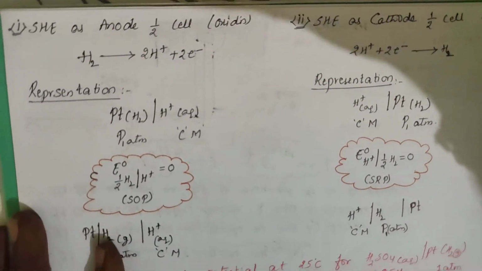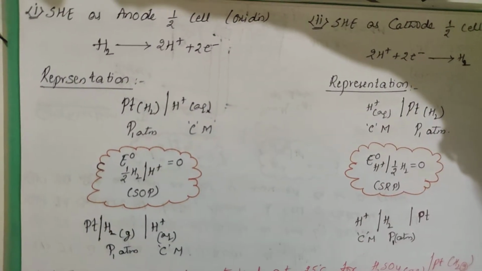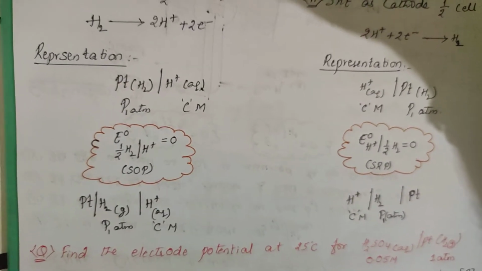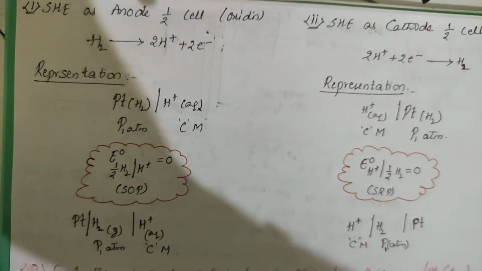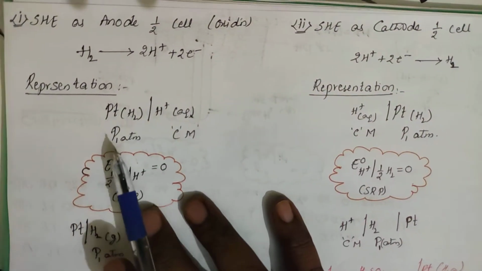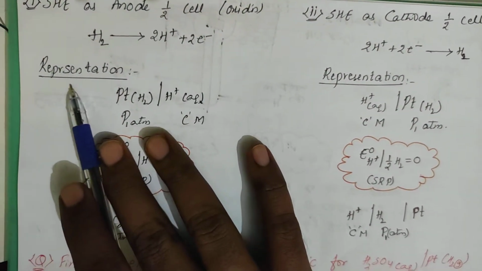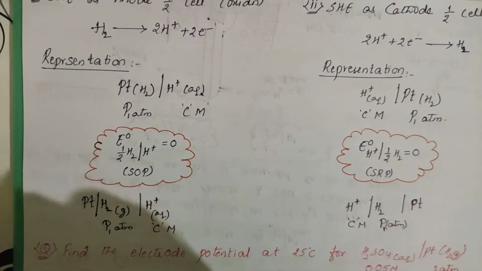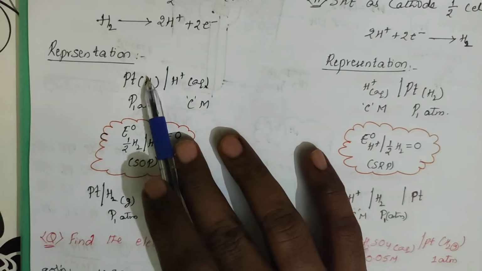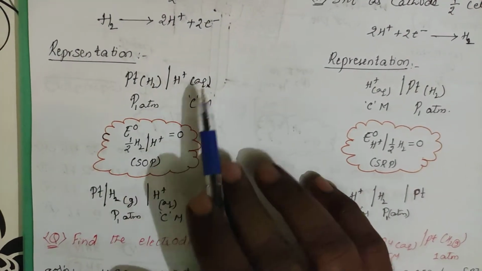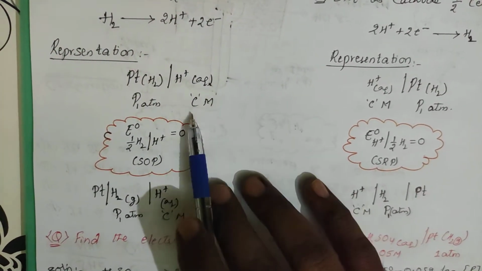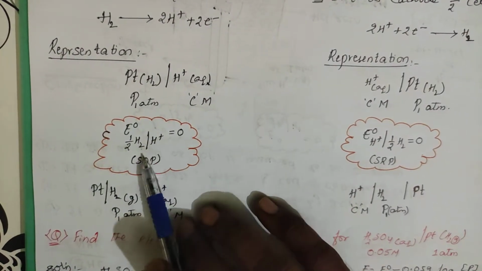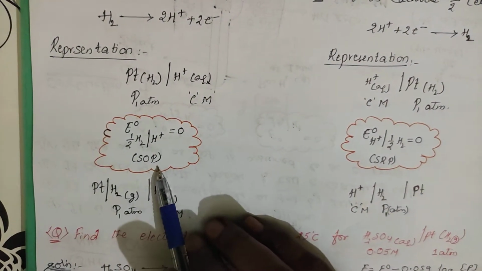Now first, let us take it acting as an anode. At the anode, what should happen? At the anode oxidation will occur, right? H2 is getting converted to H plus plus 2 electrons. How do you represent this? Platinum, H2 is getting converted to H plus in the aqueous solution. As H2 is a gas, you represent it with pressure. Here it is concentration, H plus aqueous, right? So E naught of half H2 getting converted to H plus is equal to 0. This is the standard oxidation potential.